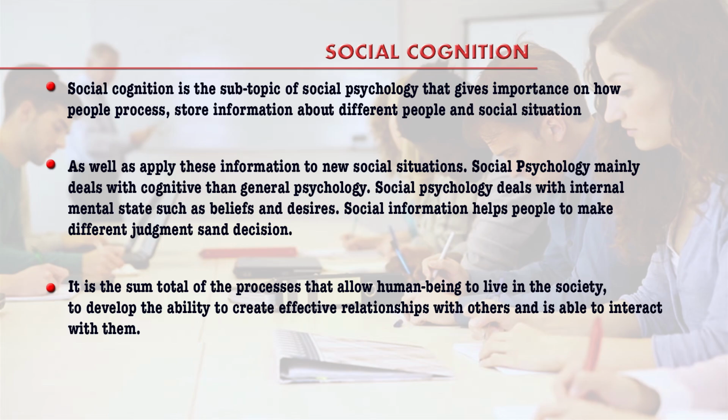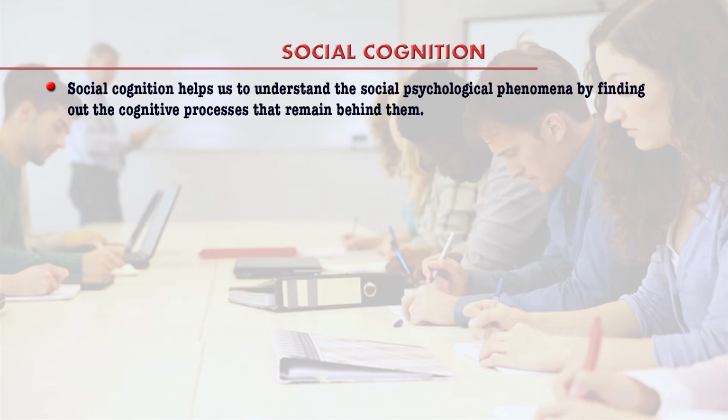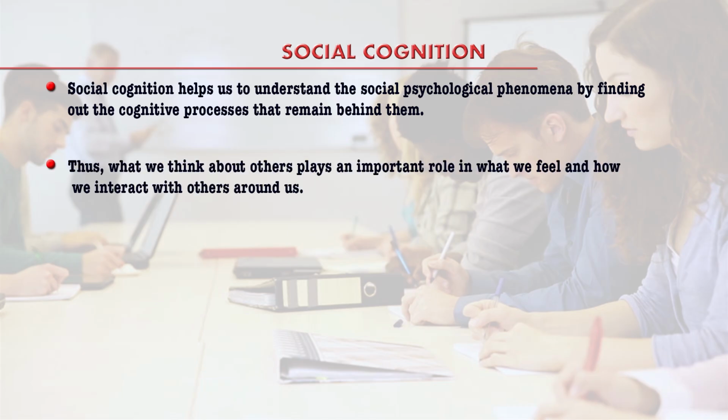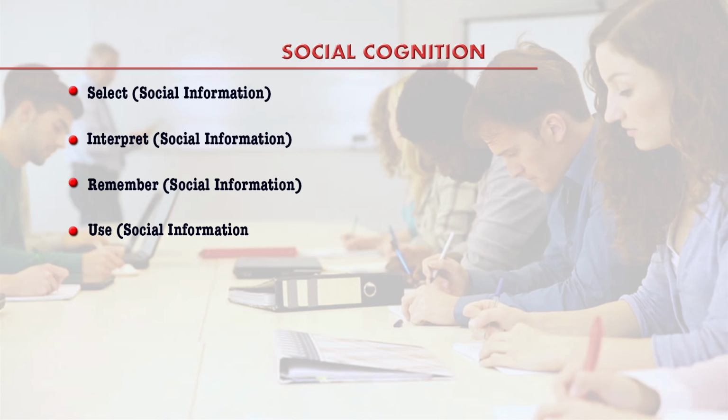It is the process in which you allow a human being to live in society, to develop the ability to create effective relationships with others and to be able to interact with them. So, social cognition helps us to understand social psychological phenomena by finding out the cognitive processes that remain behind them. Thus, what we think about others plays an important role in what we feel and how we interact with others around us. So, the 4 core processes of social cognition are: select, interpret, remember and use. For example, selecting the social information, interpreting that social information, remembering that social information, and ultimately using that social information.